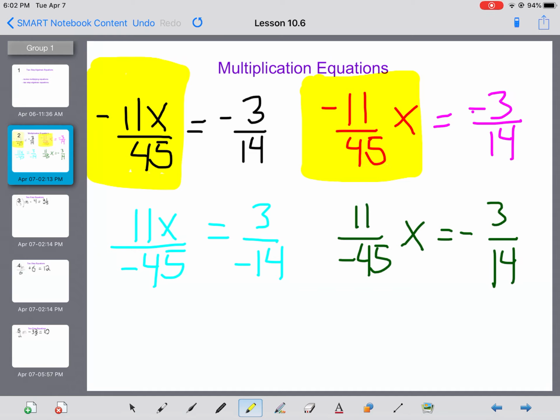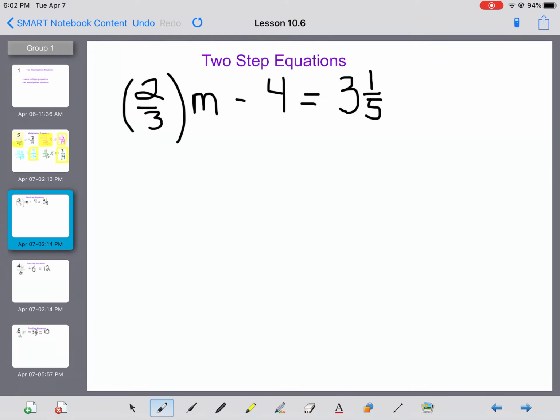Another thing that I want to point out is the difference between these ones over here. Here I have negative 3/14, and here I have negative 3/14. I end up with the same answer. Same with over here, my negative is now on the bottom. So all four of these equations that I have written out are exactly the same. So it'd be good for you to familiarize yourself with looking at them and seeing how they are all equivalent fractions.